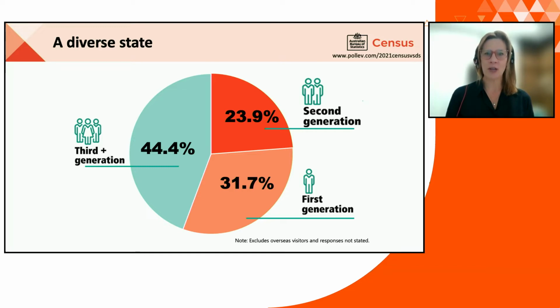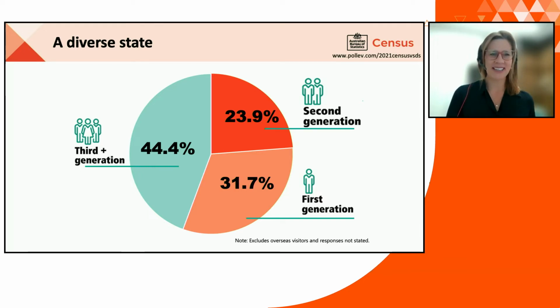First generation, 31.7%, are those who were born overseas. The second generation Victorians, 23.9%, are those who had at least one parent born overseas. And then the third plus generation, that 44%, are those who were neither born overseas nor had a parent born overseas. And what we see, if we were to compare this to our Australia chart, in Australia it's more half-half between the first and second and the third plus generation. But you can see here quite clearly that there is more diversity in country of birth in Victorians.